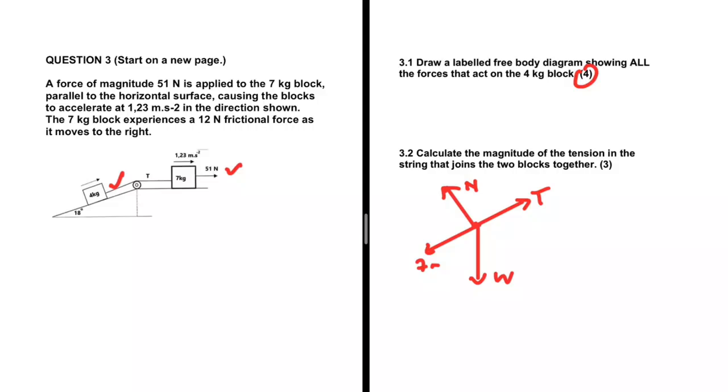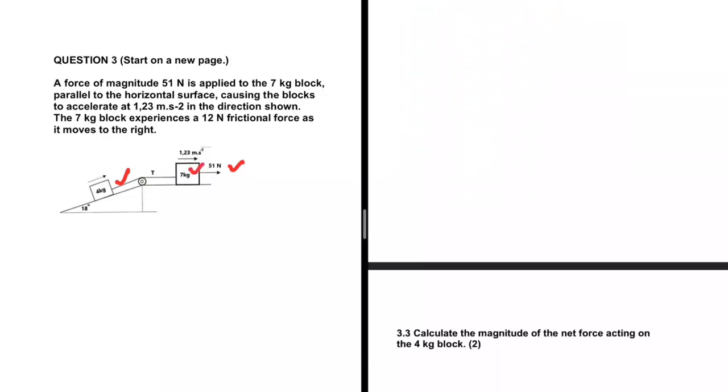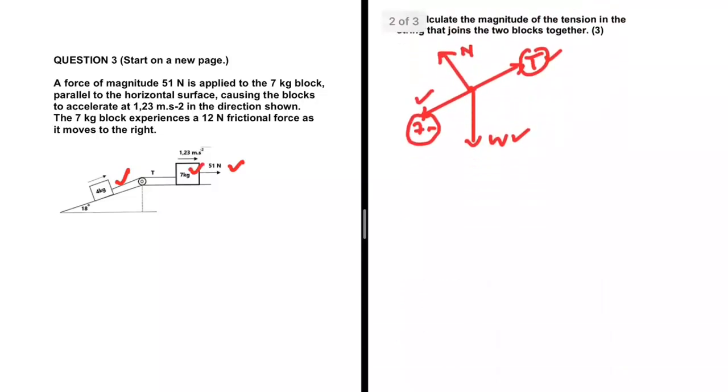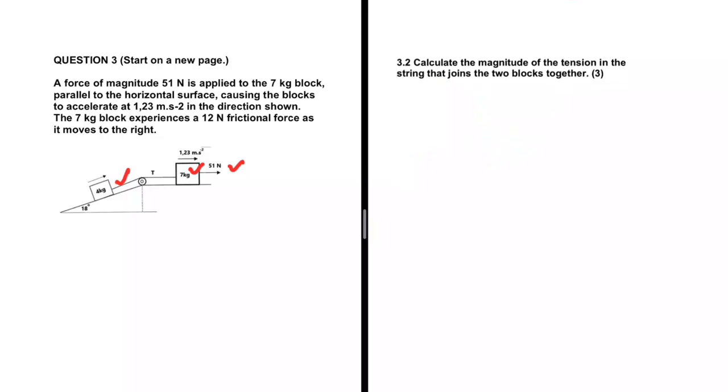3.2. Calculate the magnitude of the tension in the string that joins the 2 blocks. We actually can't use the 4 kg block to calculate the tension. That is because at this point we don't have the frictional force or the coefficient, so we cannot use the 4 kg block. But can we use the 7 kg block? Let's go ahead and find out. We'll start with its free body diagram, right? Because as soon as you sketch a free body diagram, it's easy to identify the forces and substitute correctly.